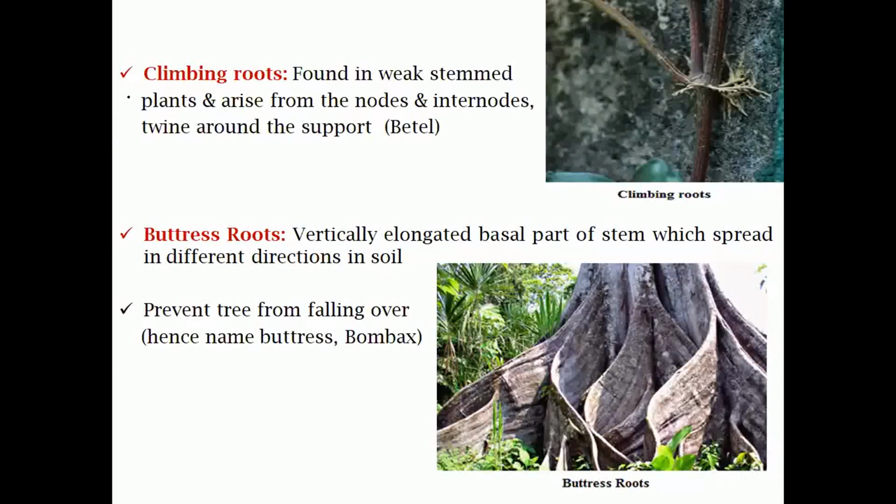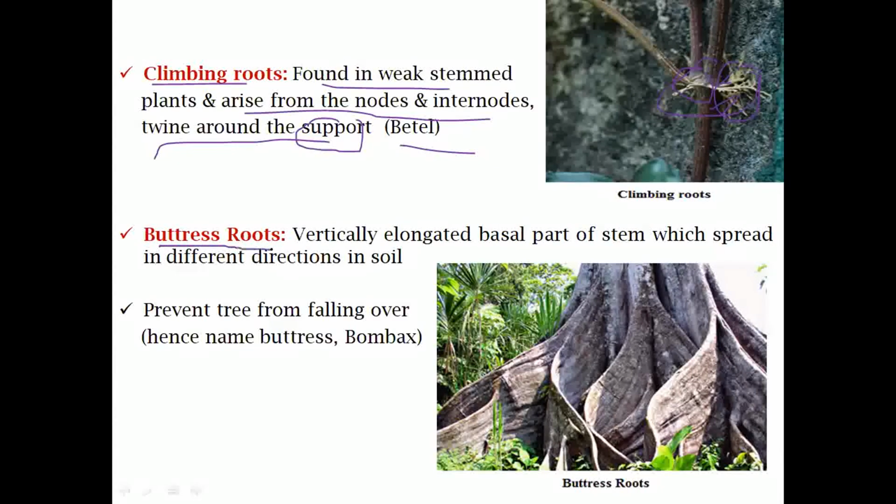Next one is climbing roots. These type of roots are found in weak stem plants, and these arise from the nodes and internodes of the plants, and they twine around the supports. It is found in betel. So you can see here this is the node, and from here these arise, and these support the plants. So these are known as climbing roots.